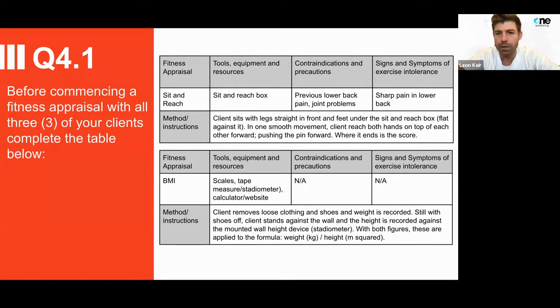So contraindications, guys, obviously, if they did have any hamstring injuries, you wouldn't run it. Any lower back injuries or joint problems where they're not able to bend, then obviously you wouldn't do that movement or that test. And signs would just be a really sharp pain in their hamstrings or lower back when they're leaning forward. So that would be the signs and symptoms of exercise intolerance.